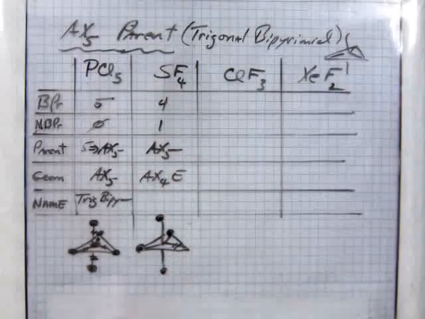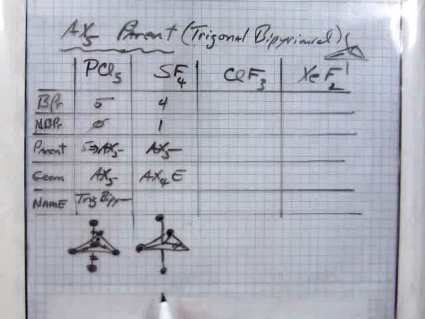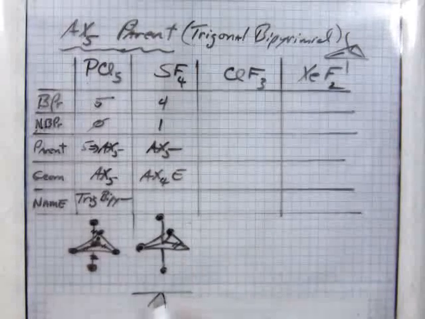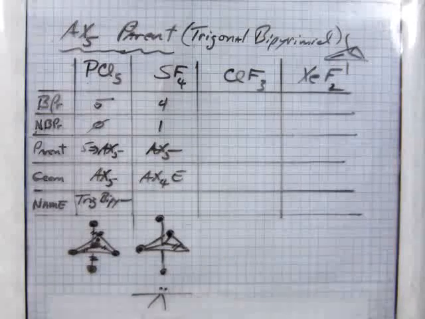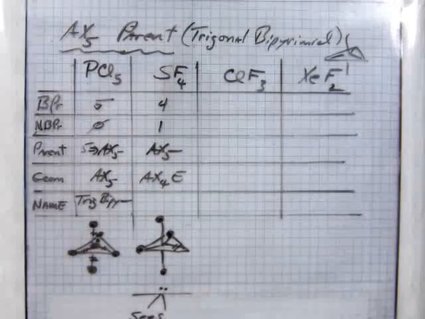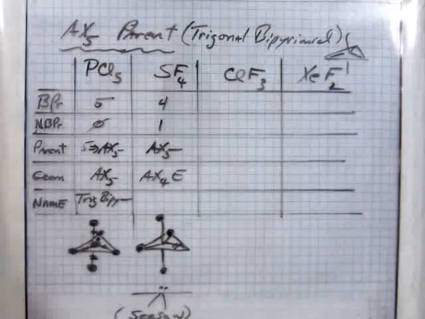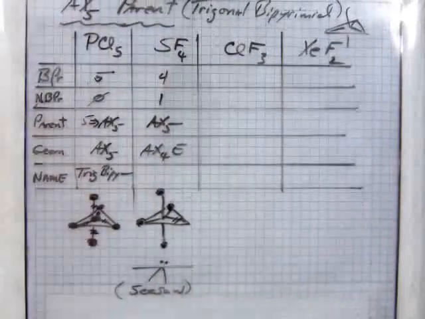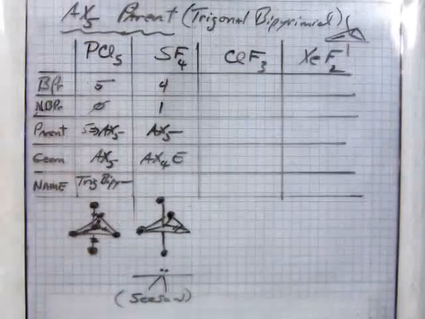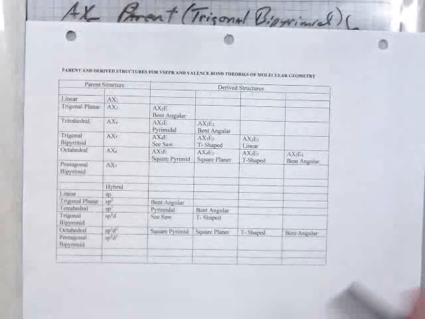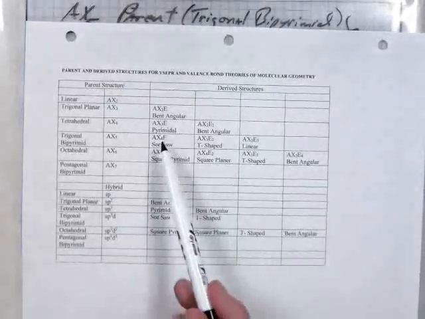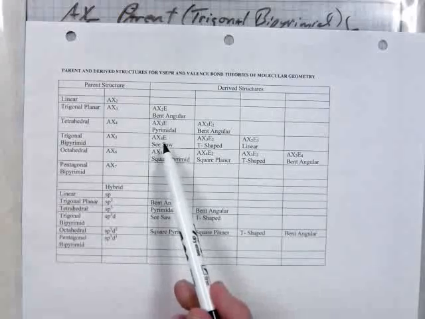And if you look at this from the side, it looks like a seesaw with that non-bonded pair sitting up here, and that's exactly what it's called. A seesaw geometry, I'm sorry. It's called a seesaw geometry. You look on your handout, and you see that seesaw shows up at the AX4E right here in your handout.